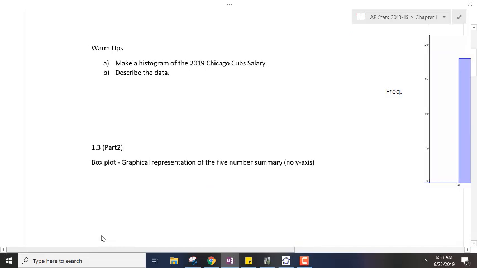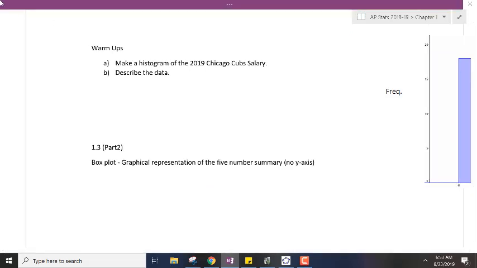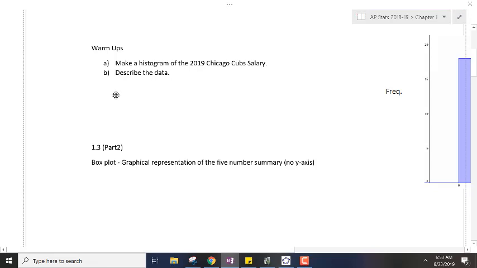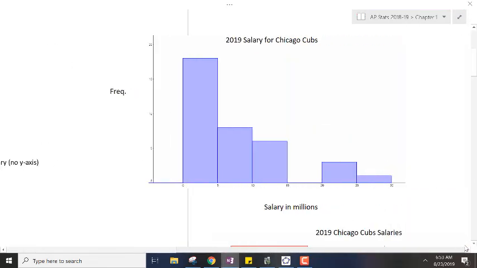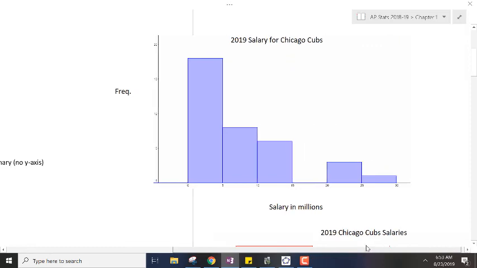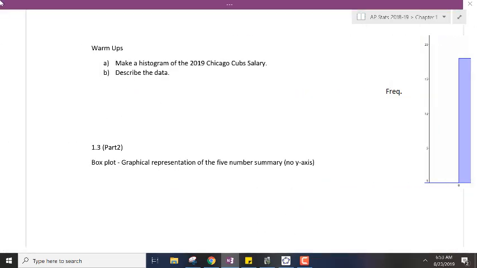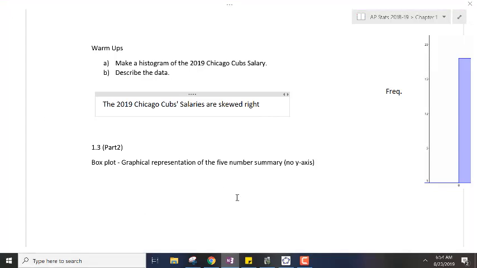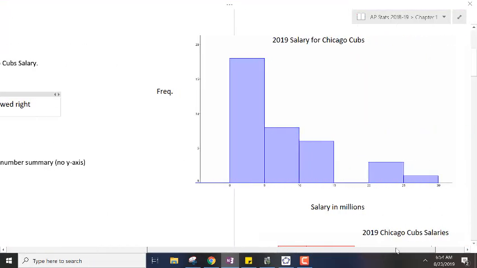Now, that being said, let's describe our set. Describe the data. I can't really argue here. This is a skewed right graph. The 2019 Chicago Cubs salaries are skewed right, meaning most of our data is on the left, we have the higher values on the right.